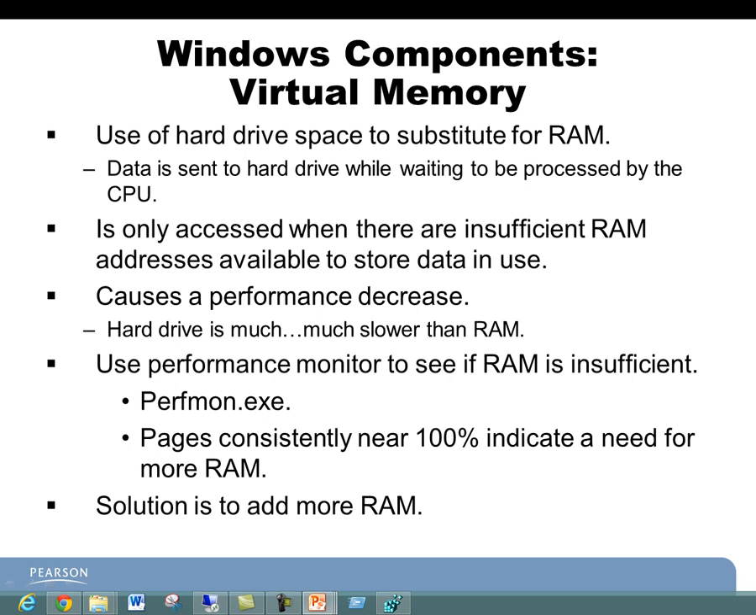And if I run out of my physical RAM, what I have to do is store things to the hard drive. And virtual memory causes a performance decrease because it's much, much slower than actual RAM in the computer. But it won't be used unless it's necessary. So what you can do is look at your performance monitor through perfmon.exe, and if pages show that they're consistently near 100% use, it might be an indication that you need to add more memory to the computer. And that's one way to definitely speed up a machine that's pretty cheap these days, is just to add more RAM.